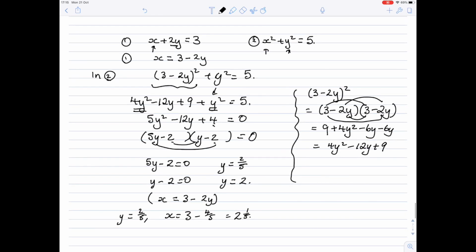And then if y is equal to 2, x is equal to 3 minus 2 lots of 2. So it's 3 minus 4, which is minus 1. So one pair of values will be x equals 2 1/5, y equals 2/5. And the other pair of values is x equals minus 1, y equals 2.